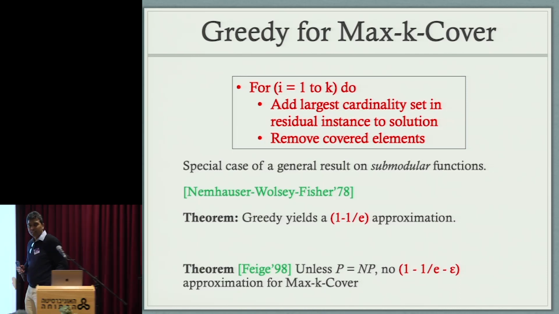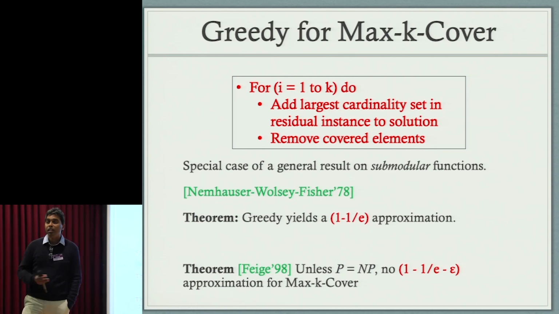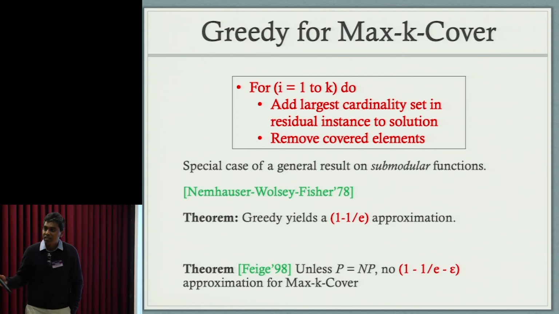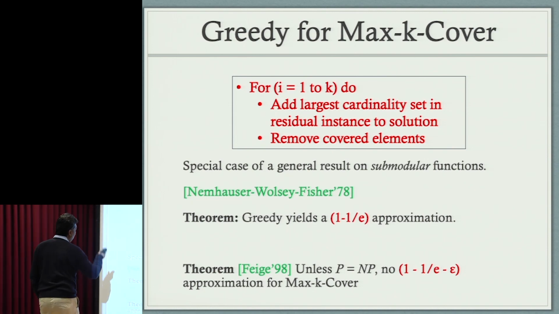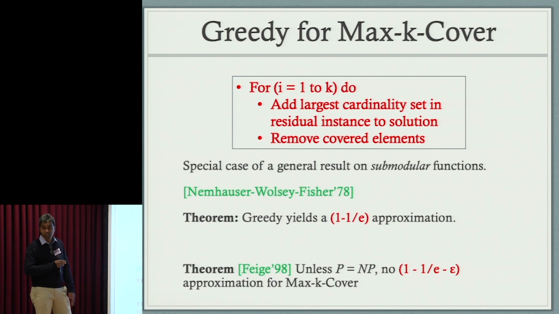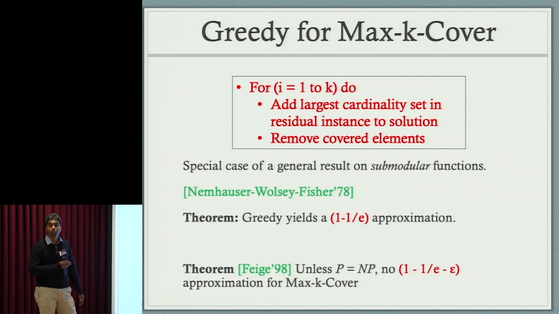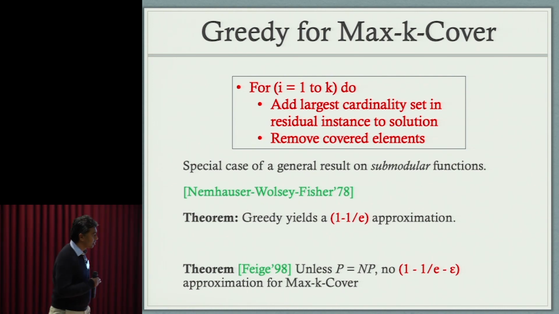And everybody probably knows about the simple greedy algorithm, which gives a nice approximation for this problem. What is the simple greedy algorithm? You pick the largest set, remove the covered elements, pick the next largest set in the remaining solution, and keep going. It's a very simple algorithm. And long ago, in a very general context, Nemhauser, Wolsey, and Fisher showed that you get a 1 minus 1 over e approximation for this simple problem. And not only that, we know that this approximation is tight due to a result of Uriel Feige. It's a very classical result.